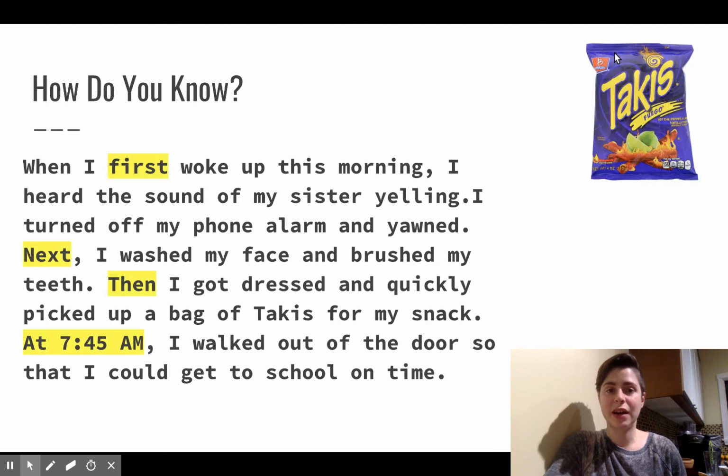So how does this break down? Well, we know that this is sequential because of the key words that are used in this text. See the words first, next, then, and even a time, 7:45 a.m. So I know that this is talking about different times and a sequence of events happening over time.